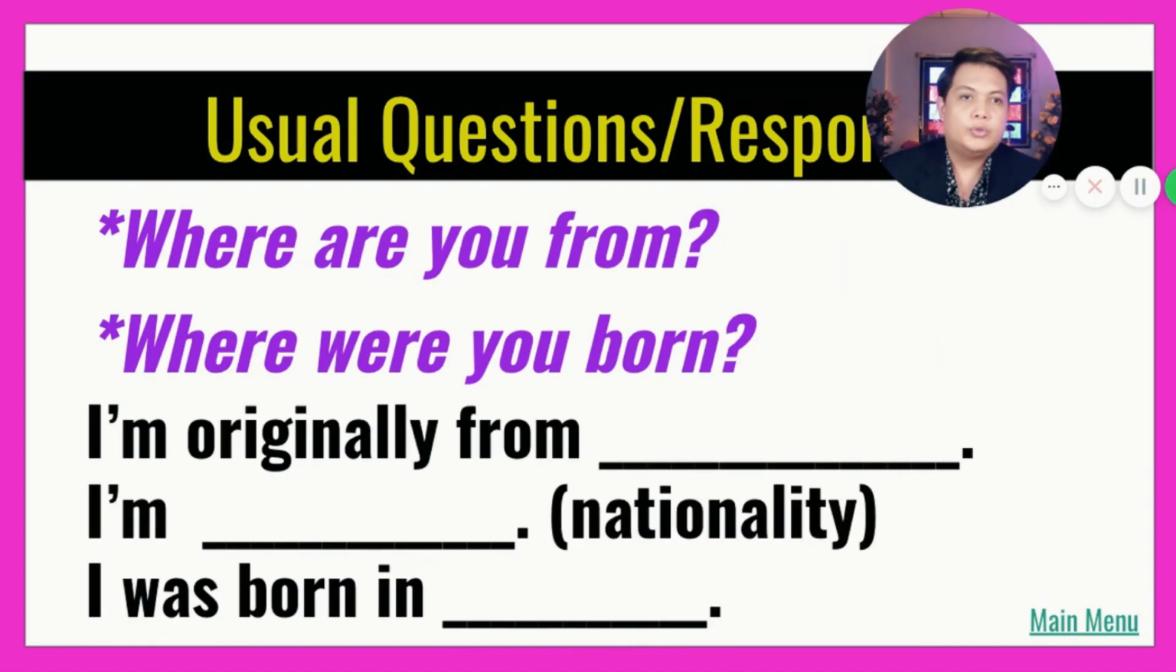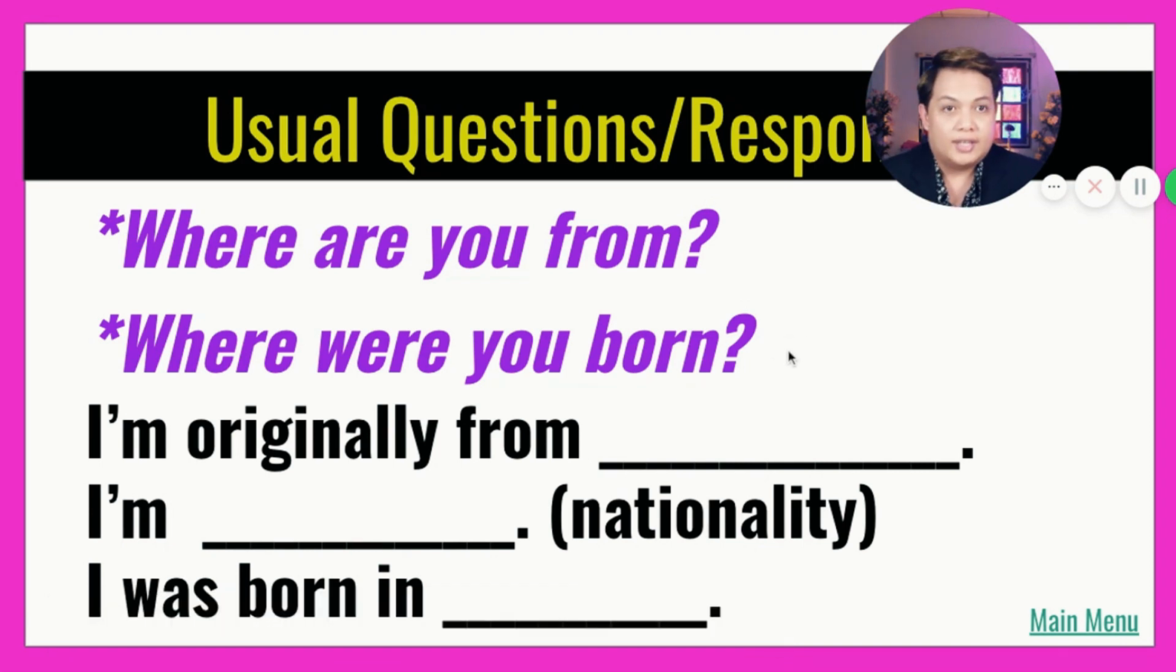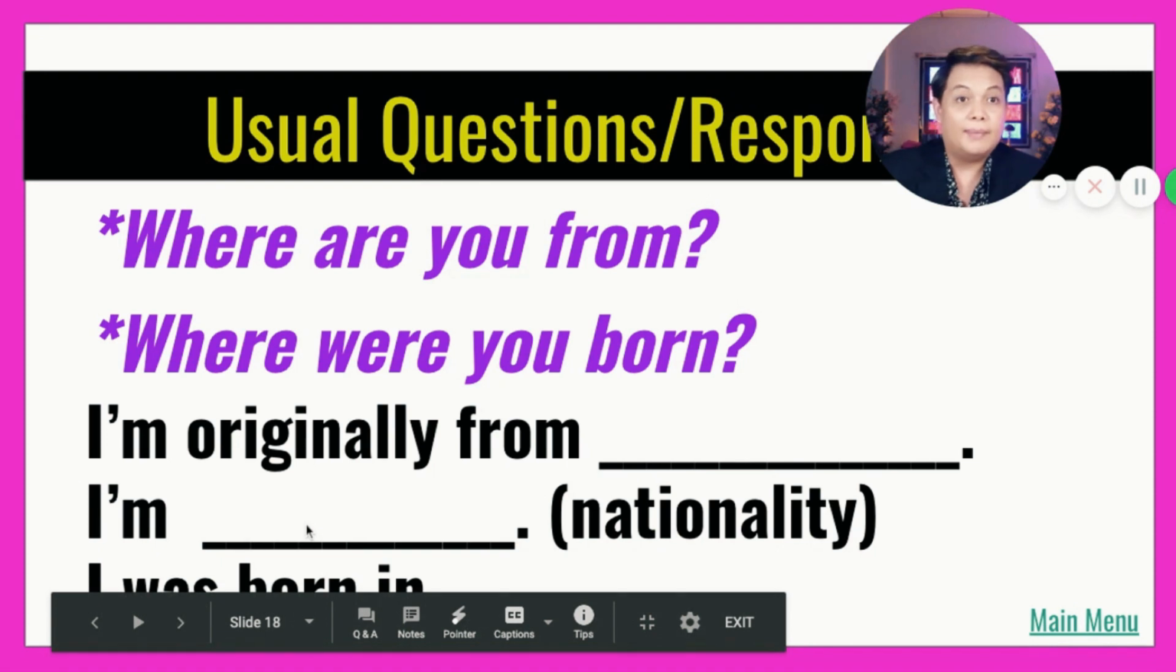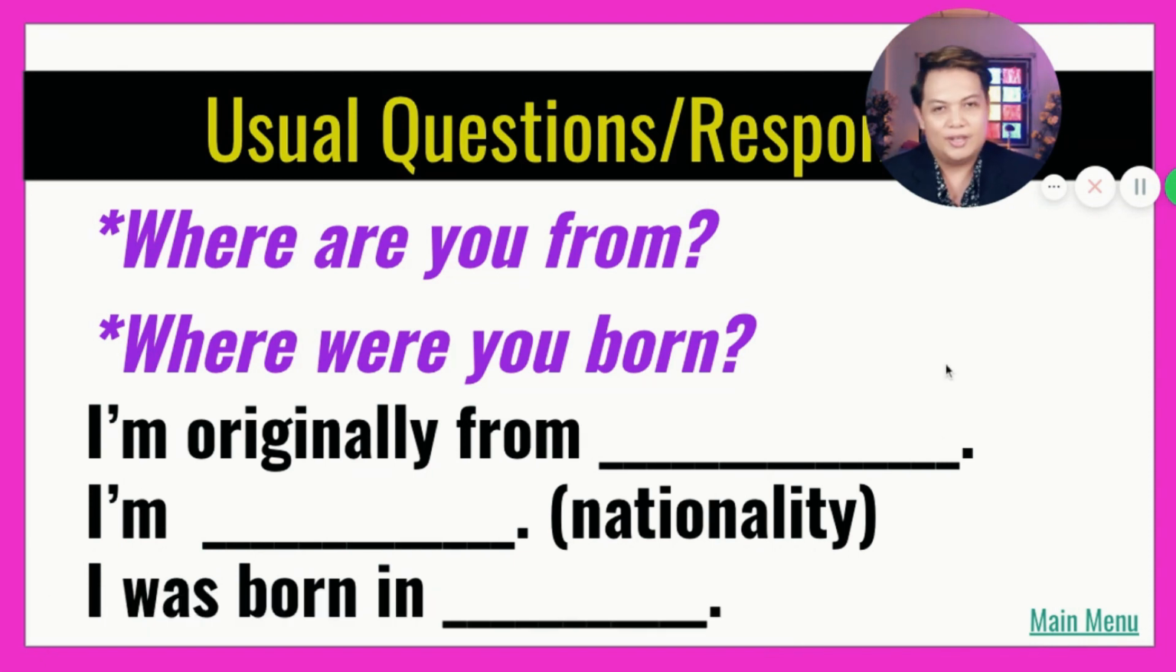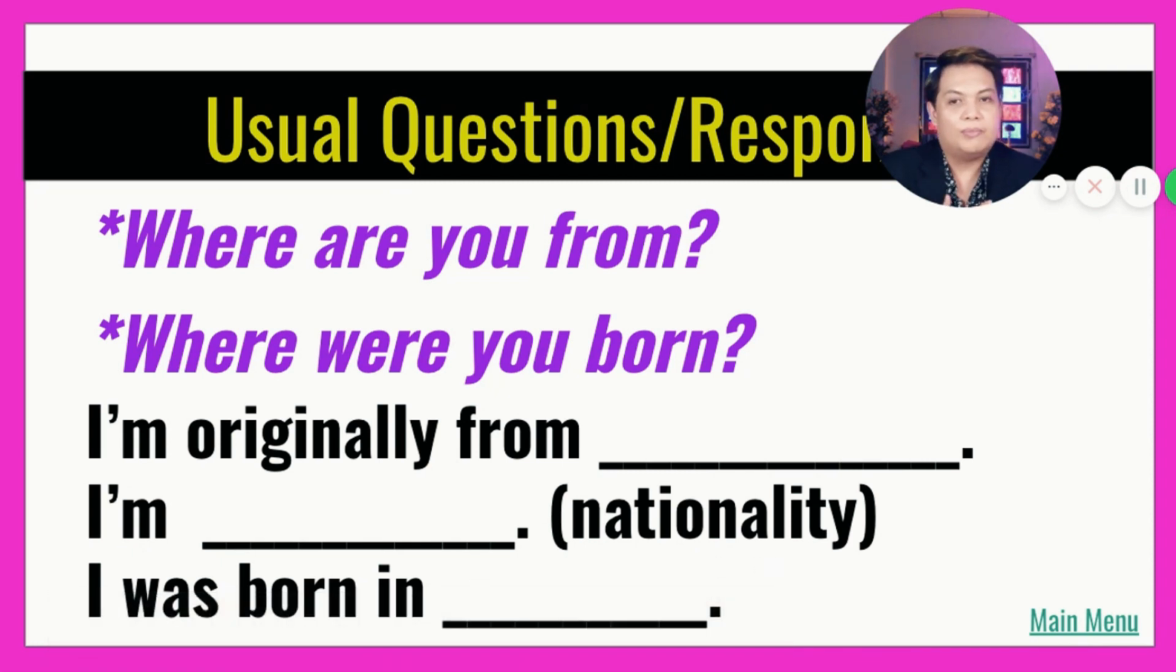Now, you could also say, I'm originally from, followed by your country. Now say it with me again. I'm originally from the Philippines. And then when you use I'm, followed by this, you can tell them your nationality. For example, I'm a Filipino. And you could say yours. Say it with me. I'm. Very good. Thank you so much. Or you could say, I was born in, followed by your country. For example, for me, I was born in.